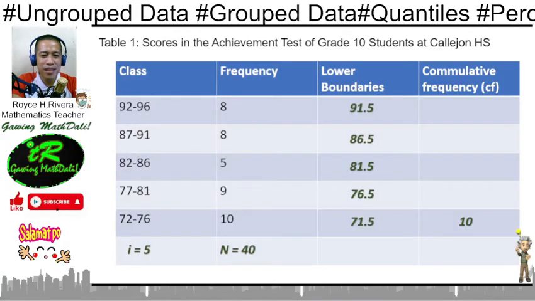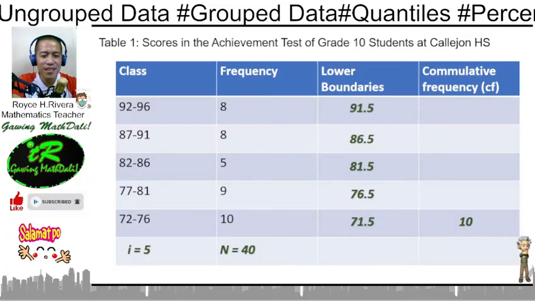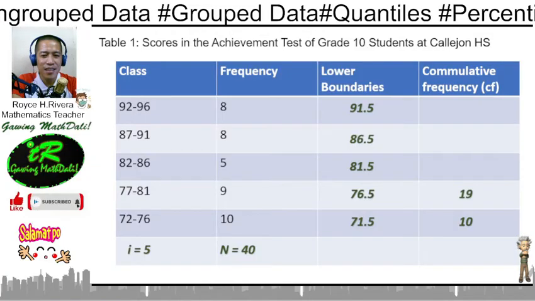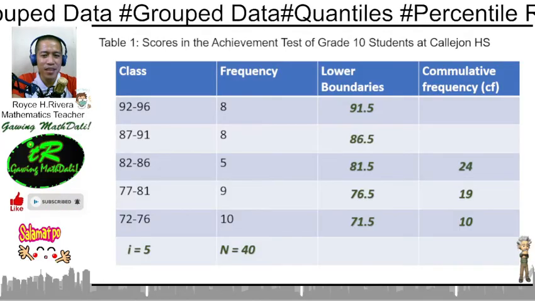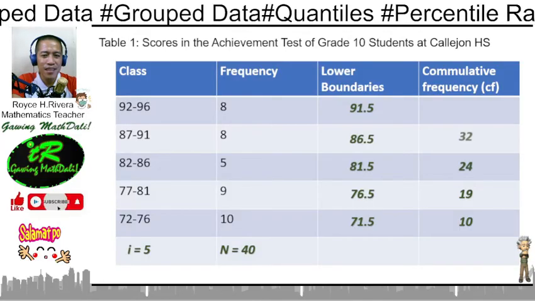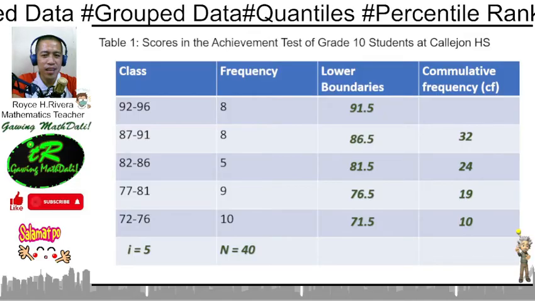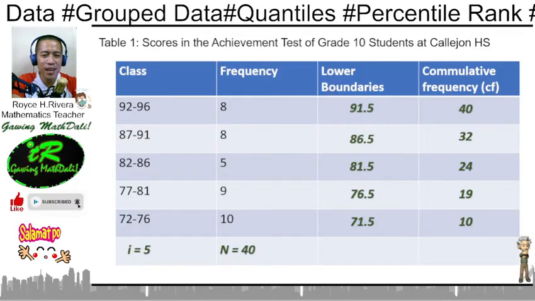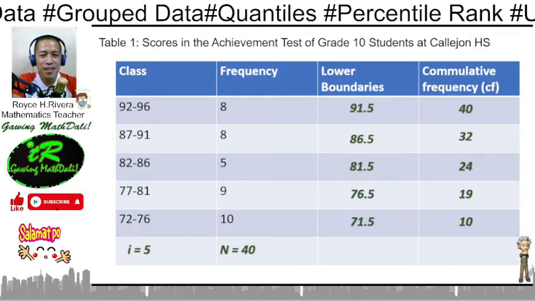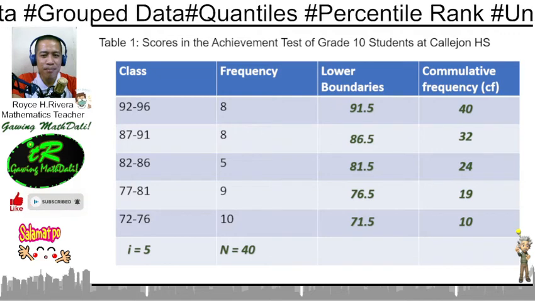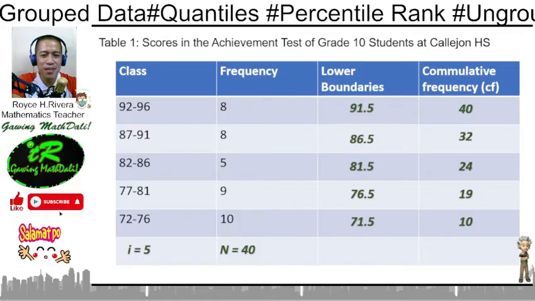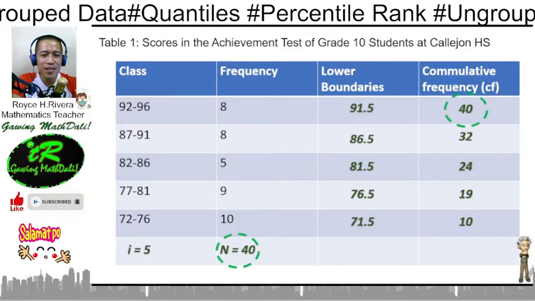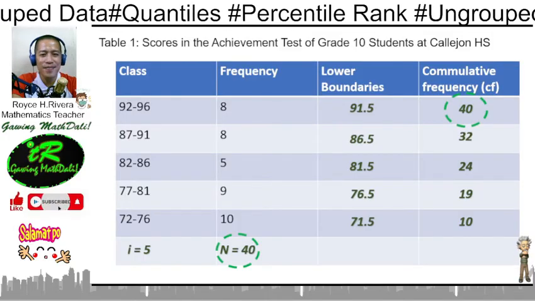plus the frequency of the next class, 9. The total, 19. We repeat the process. 19 plus 5 is 24. Plus 8, we have 32. And plus 8, we have 40. The value at the topmost class for the cumulative frequency is equal to the total frequency.